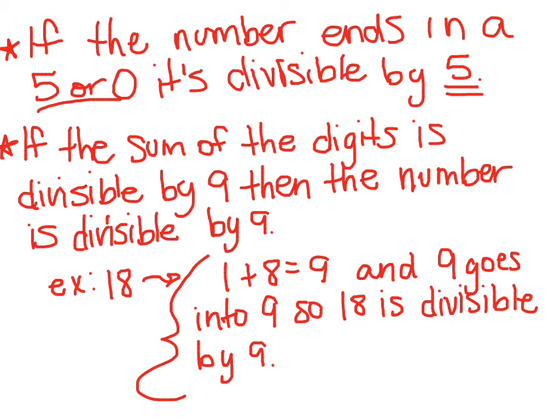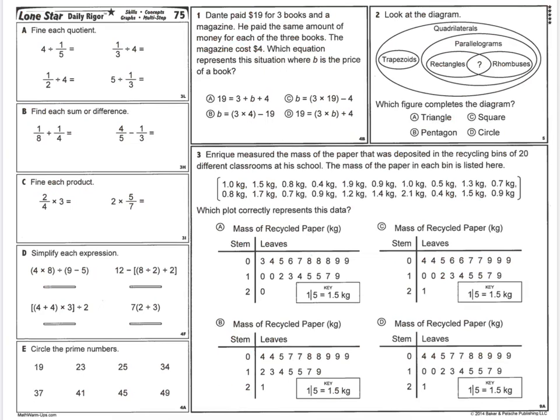Okay, and the last one, if the sum of the digits is divisible by 9, then the number is divisible by 9. So, for example, 18. 1 plus 8 equals 9. 9 goes into 9, so 18 is divisible by 9. Kind of like the number 99. 9 plus 9 is 18. 9 goes into 18 evenly, meaning 99 is divisible by 9.